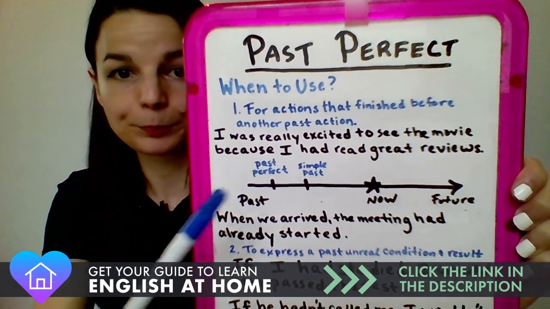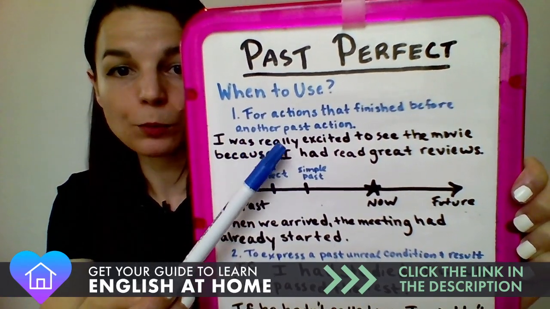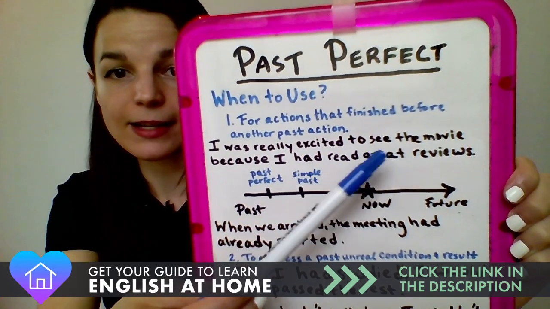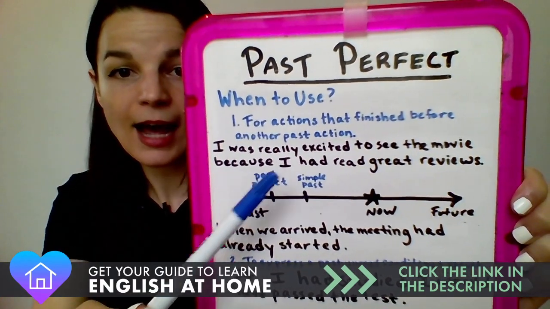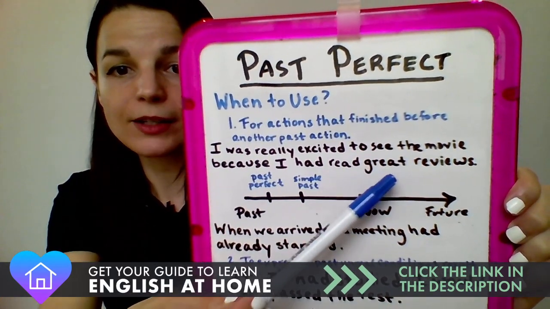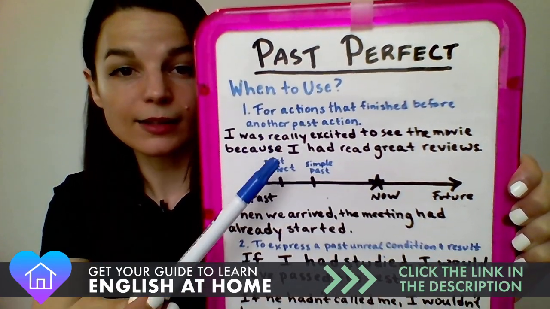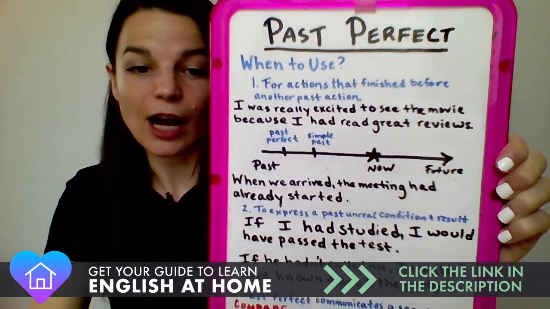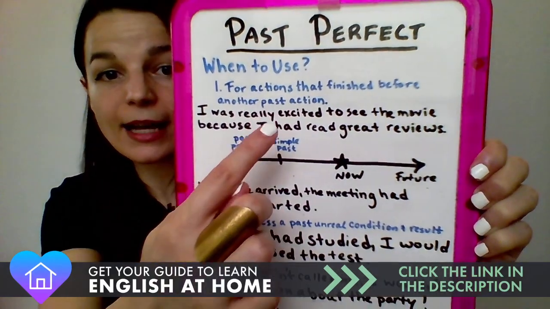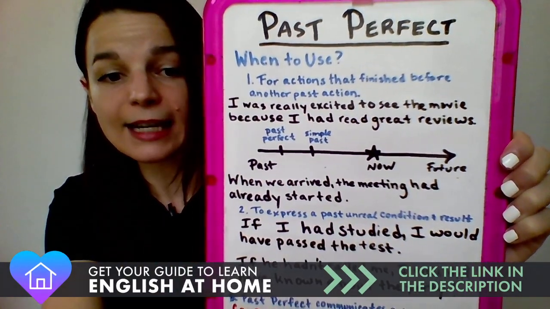For example, I was really excited to see the movie because I had read great reviews. So this sentence has 2 past actions, or 2 like past, in this case a past condition. I was really excited.